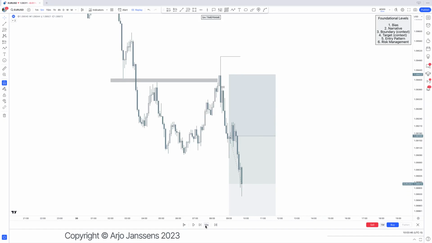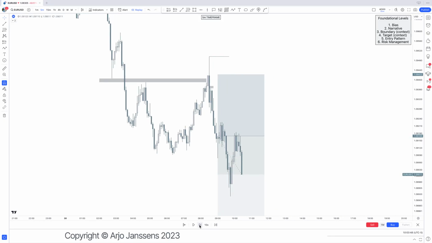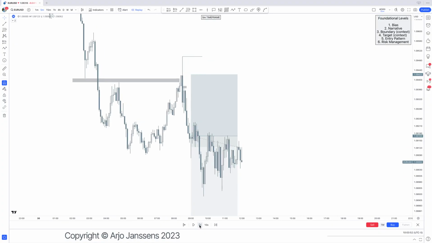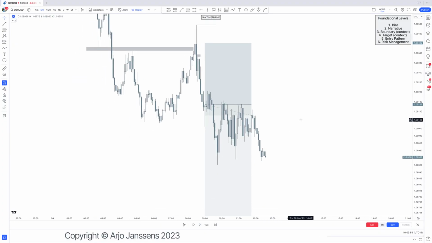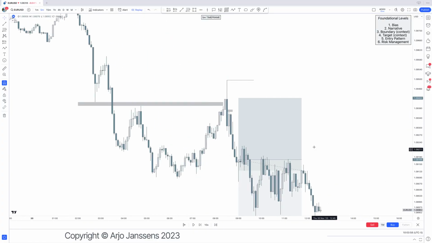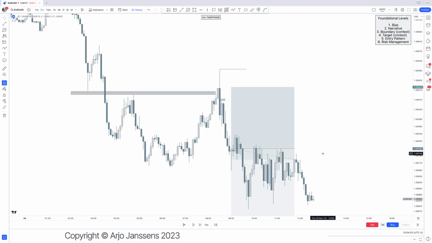Don't get me wrong, this is still a great entry, but there are different reasons why I personally would not take that. The reason is that it becomes very difficult here to go break even. If we use the higher trade right there, it's a little bit easier. With a more accurate entry, it is easier to go break even. It is easier to manage your risk.